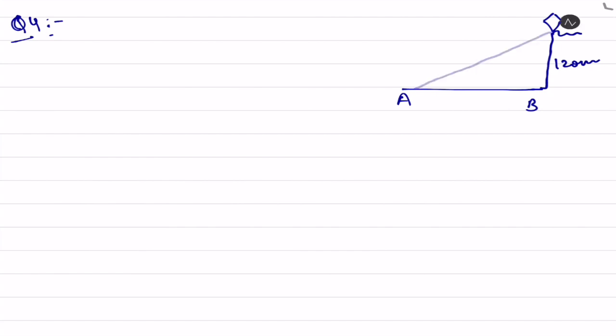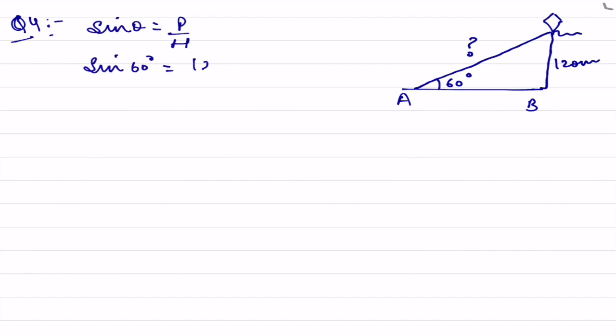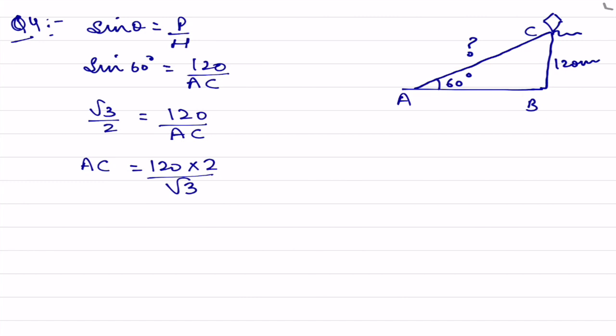As I told you in the previous question, the string will always be slant. You must have seen whenever we fly a kite, the string always goes slant. It is inclined at an angle of 60 degrees with the horizontal. We have to find out the length of the string. So here again hypotenuse we have to find out, perpendicular is given. Again we will take sine theta, that is equal to P upon H. Theta value is 60 degrees, perpendicular 120, hypotenuse we don't know. At this point is C, AC. So root 3 upon 2 is equal to 120 upon AC, cross multiply, 120 into 2 upon root 3, that is 240 upon root 3.